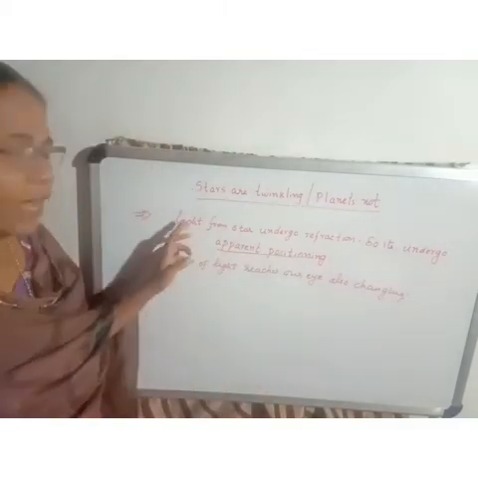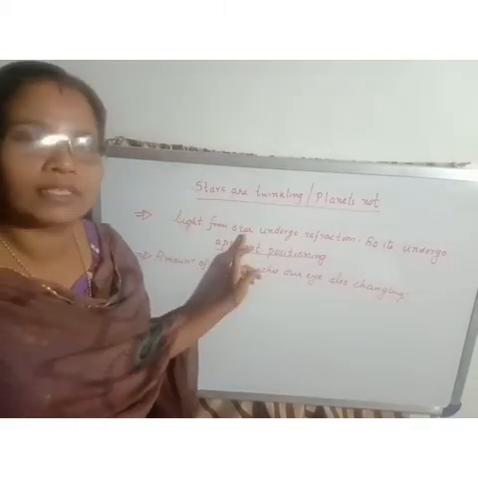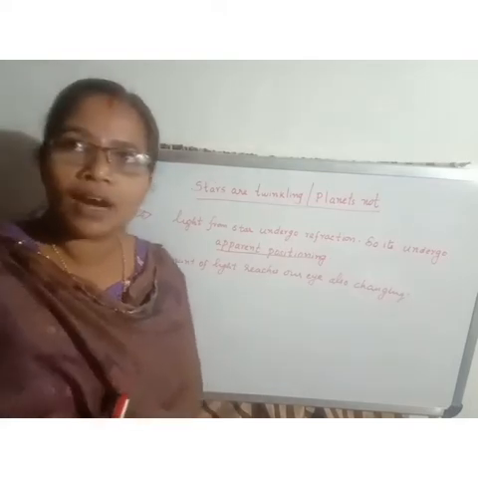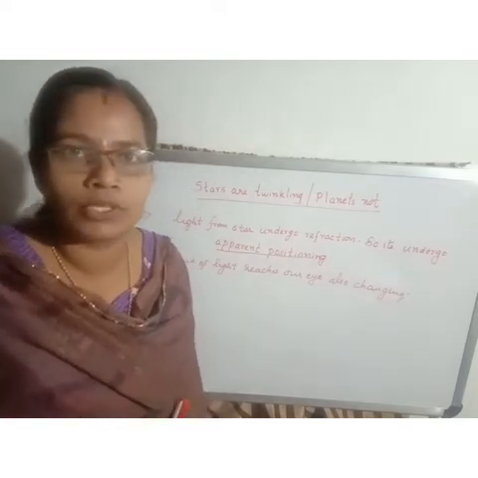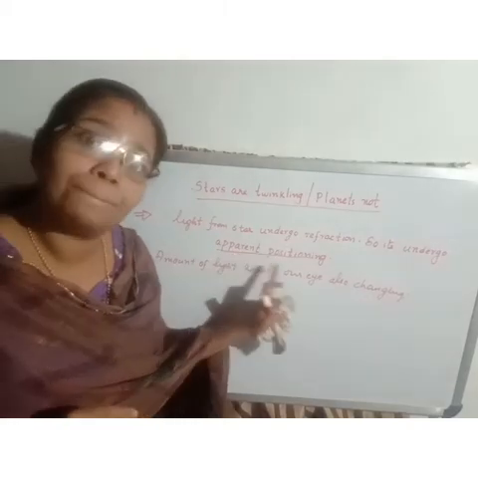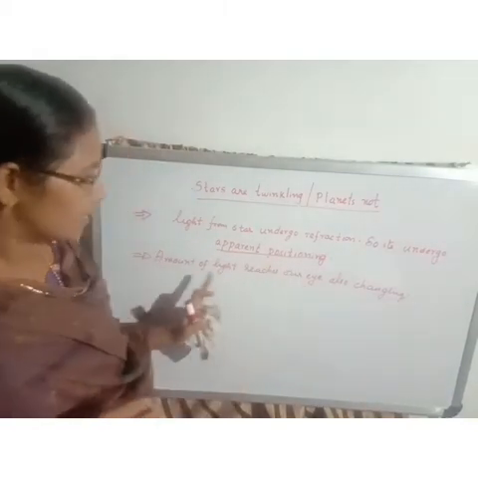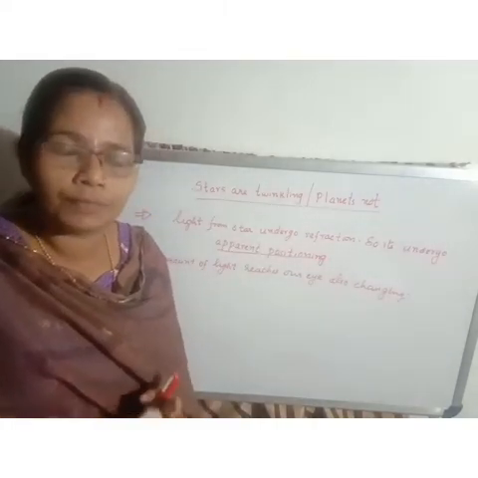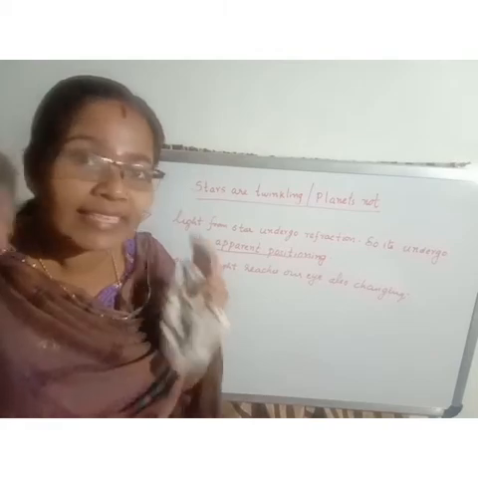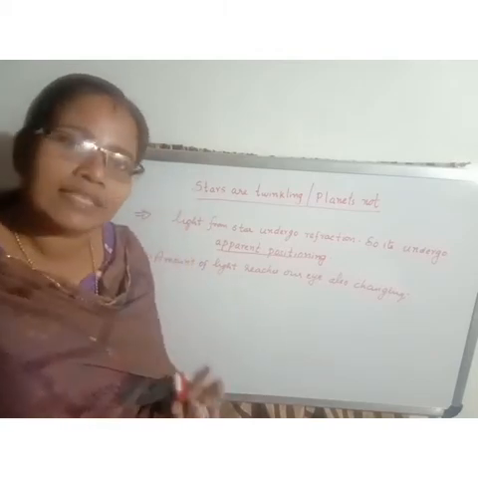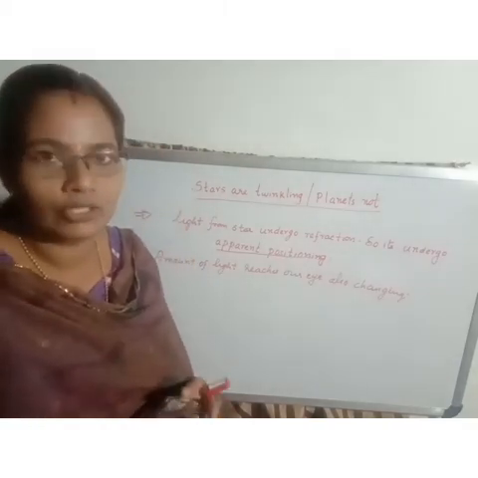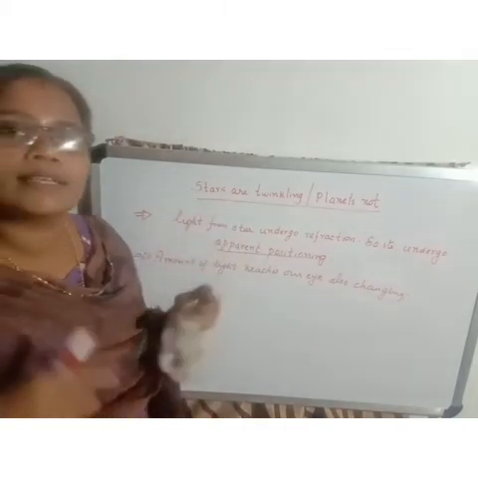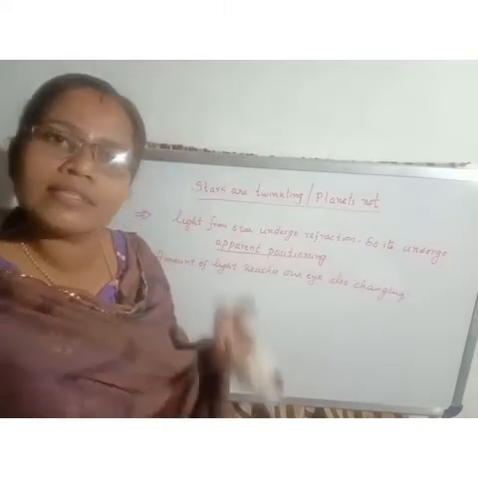So stars also have the same problem. Light from the star is undergoing refraction so many times. Because of that, we can't see the star in its actual position. We are seeing its apparent position. Now the second reason is that the amount of light from the stars entering into our eyes keeps on changing. So because of these two reasons, stars appear to twinkle. The main reason is refraction itself.